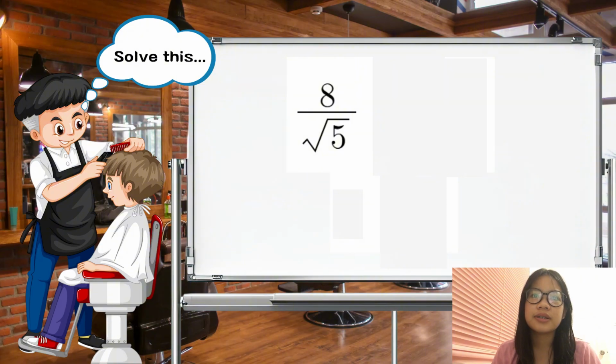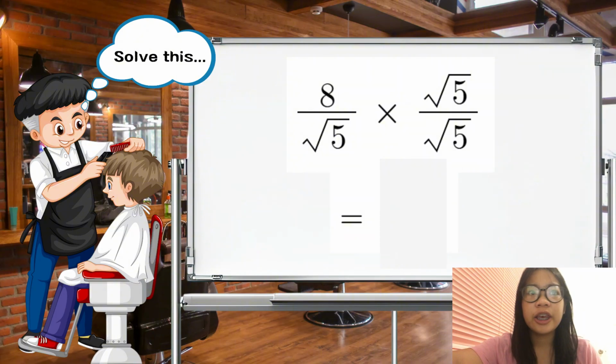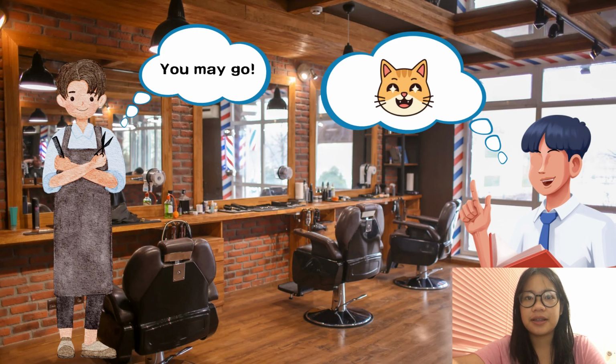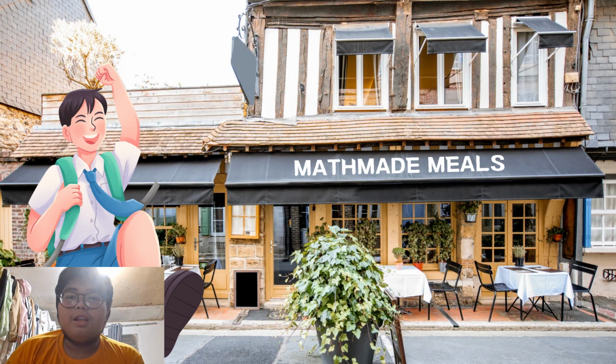The problem is 8 over square root of 5. He remembers what the shampoo told him and does the same step. He arrives at the answer of 8 square root of 5 over 5. The barber accepts it, and John suddenly feels hungry. John goes to the nearest restaurant called Math Made Meals.